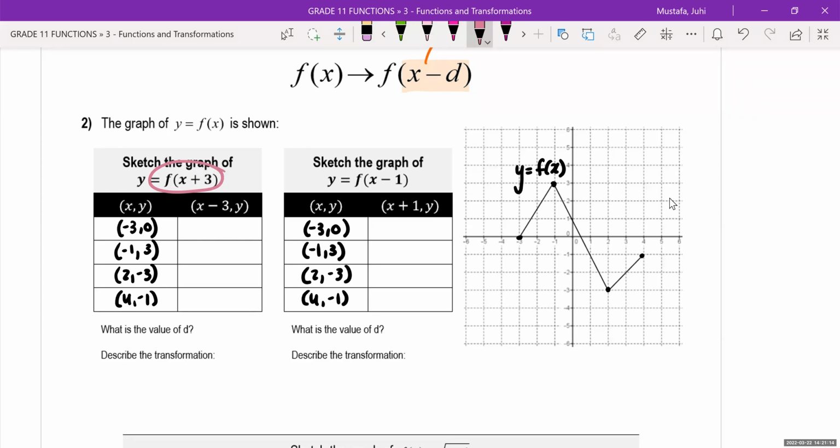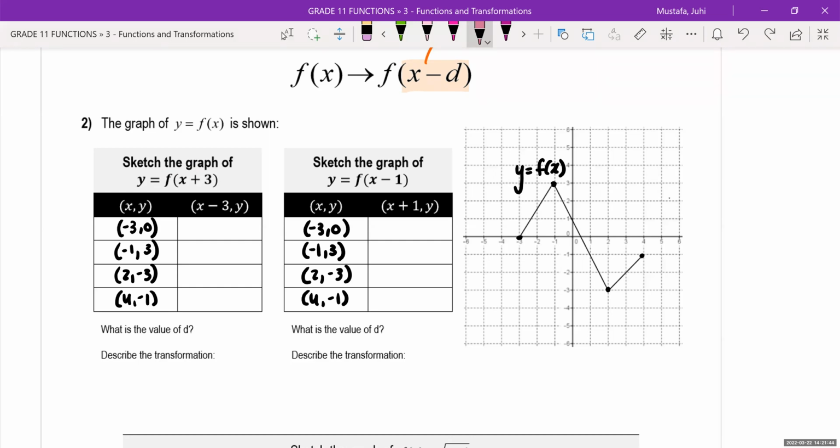X plus 3 means this graph is actually going to be moving 3 units to the left. And that means our x values are going to be affected. So our mapping coordinates is going to change the x value. And whatever you have in the question, you're going to do the opposite for your mapping coordinates. So if the question said x plus 3, in your mapping coordinates, you're actually going to write x minus 3. And that's how you ensure that it's actually going to the left. So just remember that little rule, and you should be fine for all the questions.